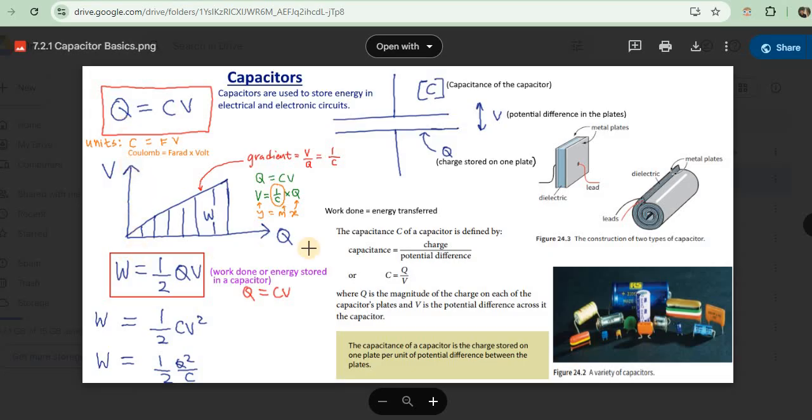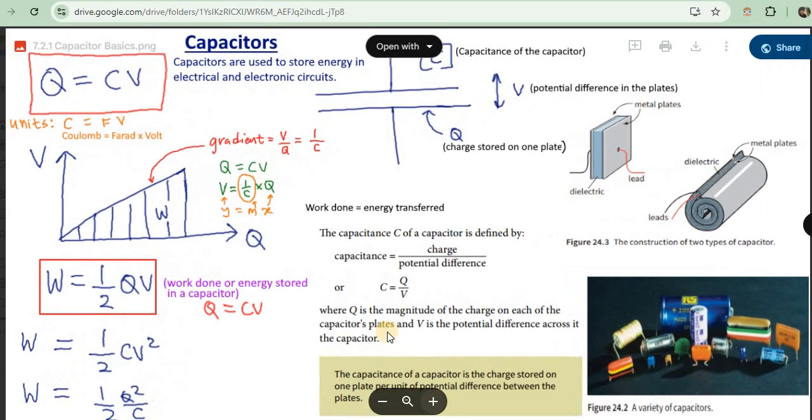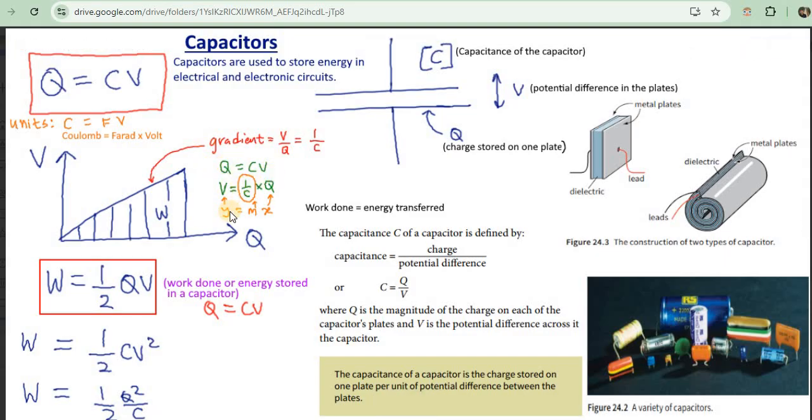Here we have a graph. V equals Q over C. Now you know that C is a constant. So if you plot a graph of V versus Q, you should get a straight line passing through the origin, because C is a constant. If I rearrange this equation, I have shown the working here. We have Q is equal to CV. Then if I make V the subject of the equation, I have V is equal to 1 over C times Q.